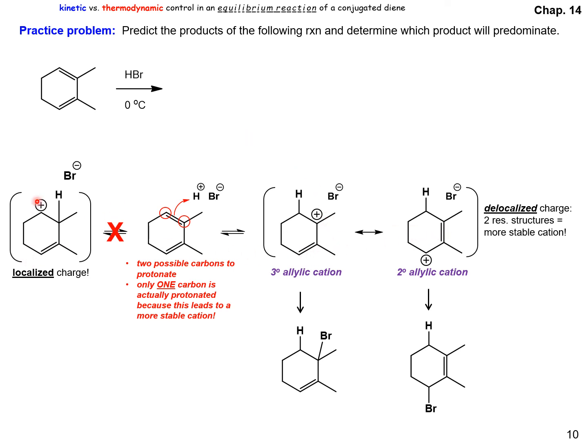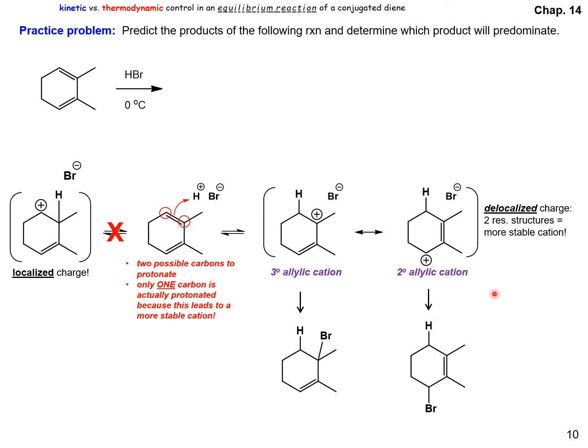So we dismiss this immediately over here. We're not going to be protonating on this carbon. We're going to be protonating on this carbon. We're going to end up with a delocalized allylic carbocation. So this particular resonance structure, if it's attacked by Br minus, you end up with the 1,2 product. This one, if this carbocation is trapped by Br minus, we end up with the 1,4 addition product.